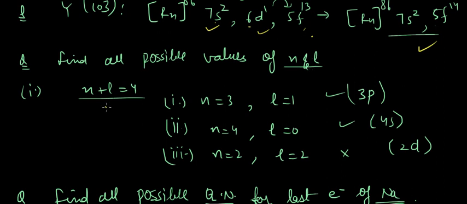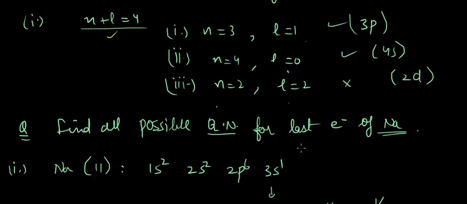Okay, next question is, you have to find all possible values of n and l, where n plus l is equal to 4. Let's say first we take the value of n as 3, so l would be 1, so this will form our 3p orbital, which is possible. Next, if we take n as 4 and l as 0, we'll have the 4s orbital, which is also possible. But if we take n as 2 and l as 2, or we go beyond, taking n as 1, this won't be possible, as the 2d orbital does not exist.